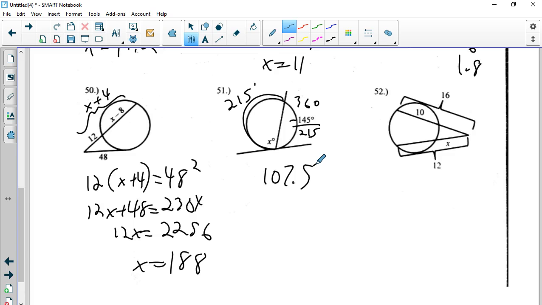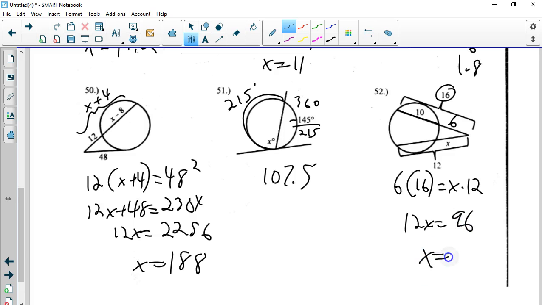Okay, so number 52. If this whole thing is 16 and this is 10, that makes this 6. So now I can do outside times whole equals outside times whole. So that's going to be 12x is equal to 96. Divide by 12, and x is 8.